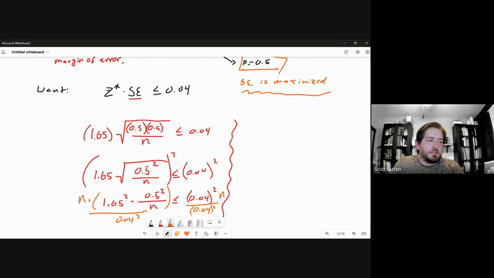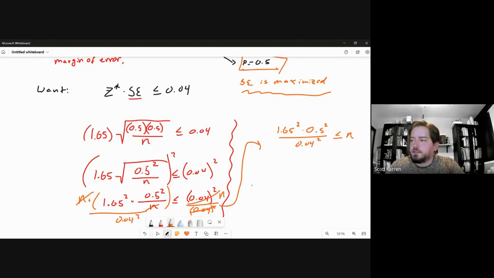So that will do two things. The 0.04 squared gets canceled from the right. The N gets canceled from the left. And in the end, I have 1.65 squared multiplied by 0.5 squared all over 0.04 squared is less than or equal to N. So whatever that number is on the left, I'm going to round that up to the next integer, and that's my minimum N that I would use in Z-World land, right? So this is how we figure that out.